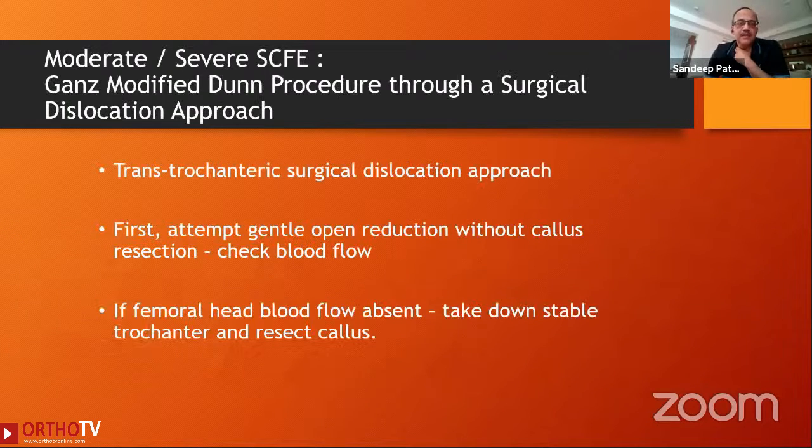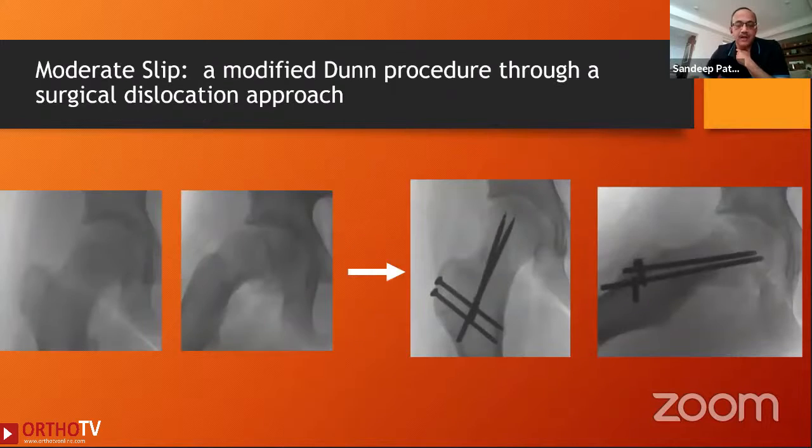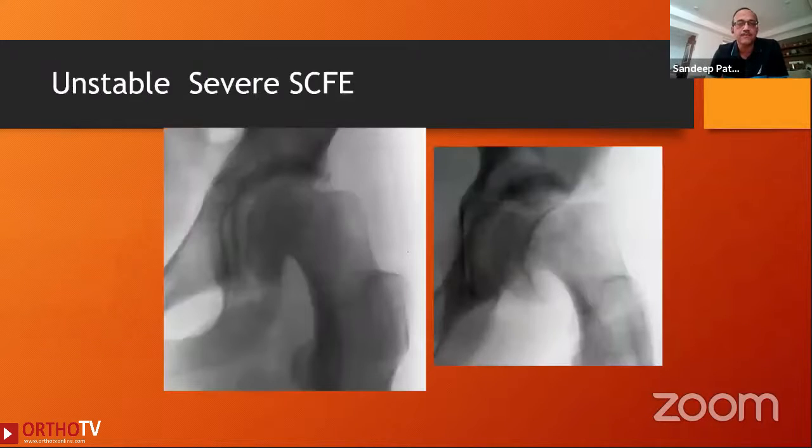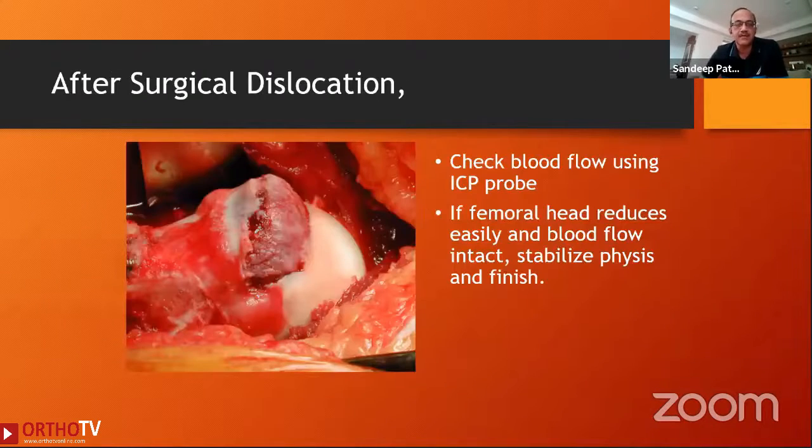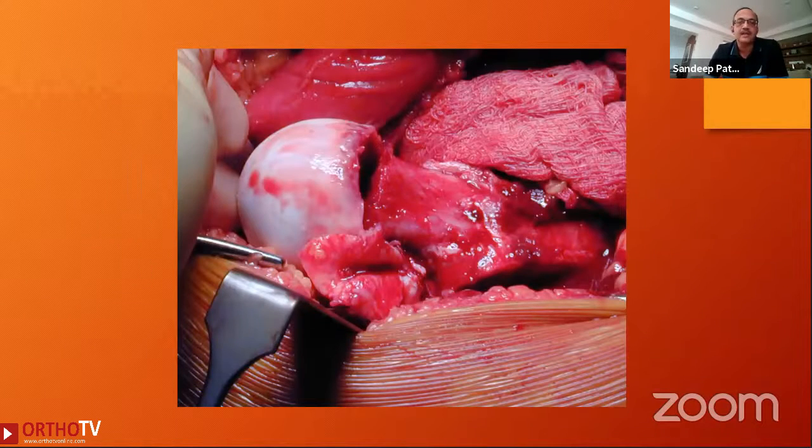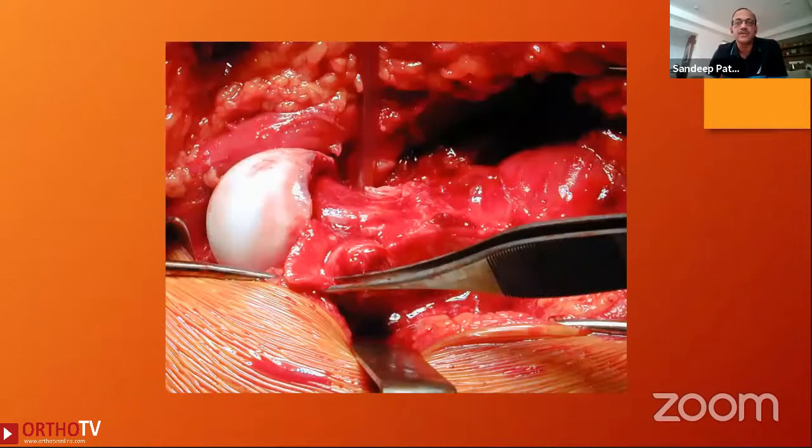Moderate to severe slips, what has become popular is the Ganz modified Dunn procedure through a safe surgical dislocation approach. A transtrochanteric surgical dislocation, check the blood flow, and then take down the stable trochanter and resect the callus. So developing the posterior retinacular flap is the key to preventing AVN. So this is a modified Dunn procedure through a safe surgical dislocation approach, which has gone to a successful outcome. Severe unstable slips, this is how it looks intraoperatively. And then this is how it looks after the callus has been resected and the head is reduced onto the neck. And that is how the reduction looks.